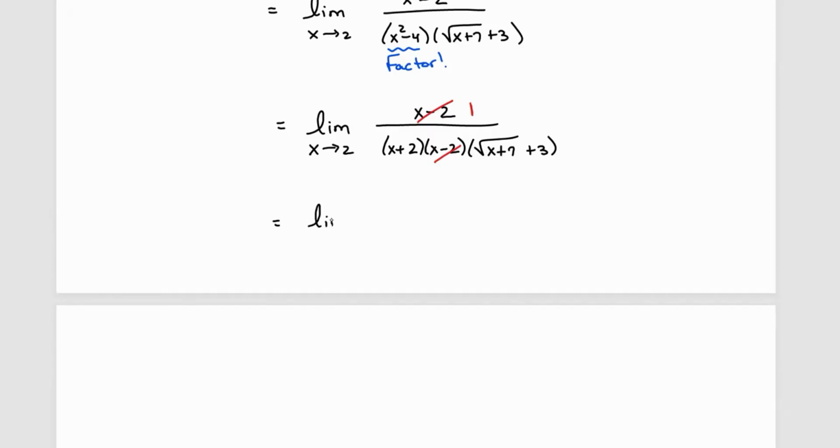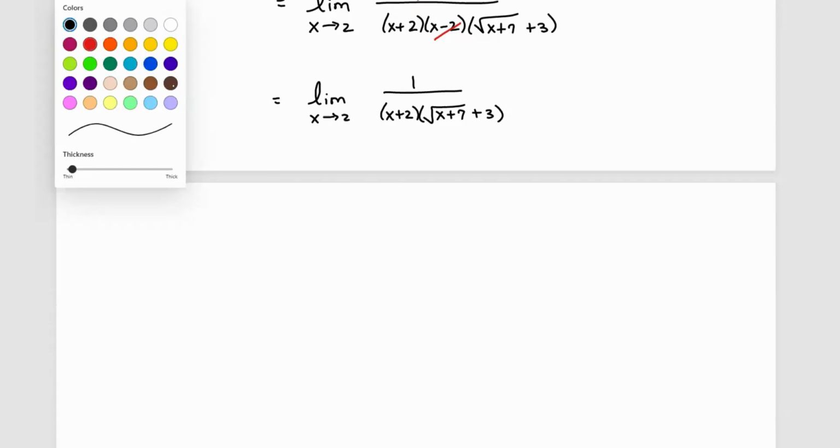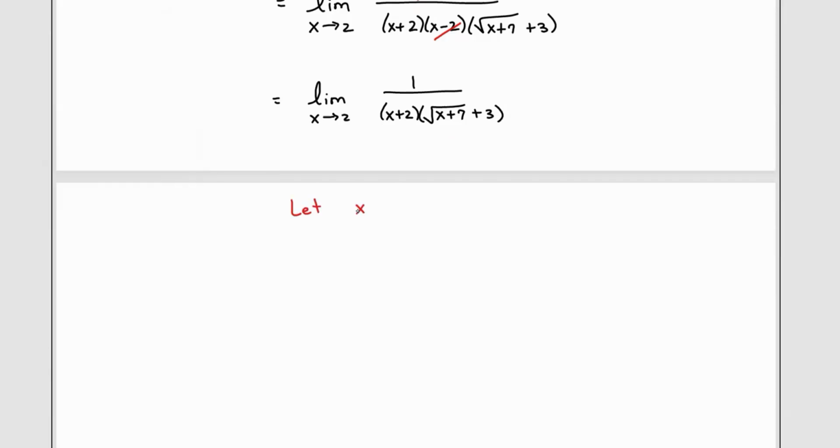Now I have my limit as x approaches 2 of 1 over x plus 2 times the square root of x plus 7 plus 3. And I feel now that it's safe to let x approach 2. I know I'm not going to get 0 in the numerator, right? I have a 1 there now. I got rid of the issue that wasn't clear to us from the beginning. But now that I simplified that x minus 2 over x minus 2, we should be good to go. So now I'm going to try again. I'm going to let x approach 2.